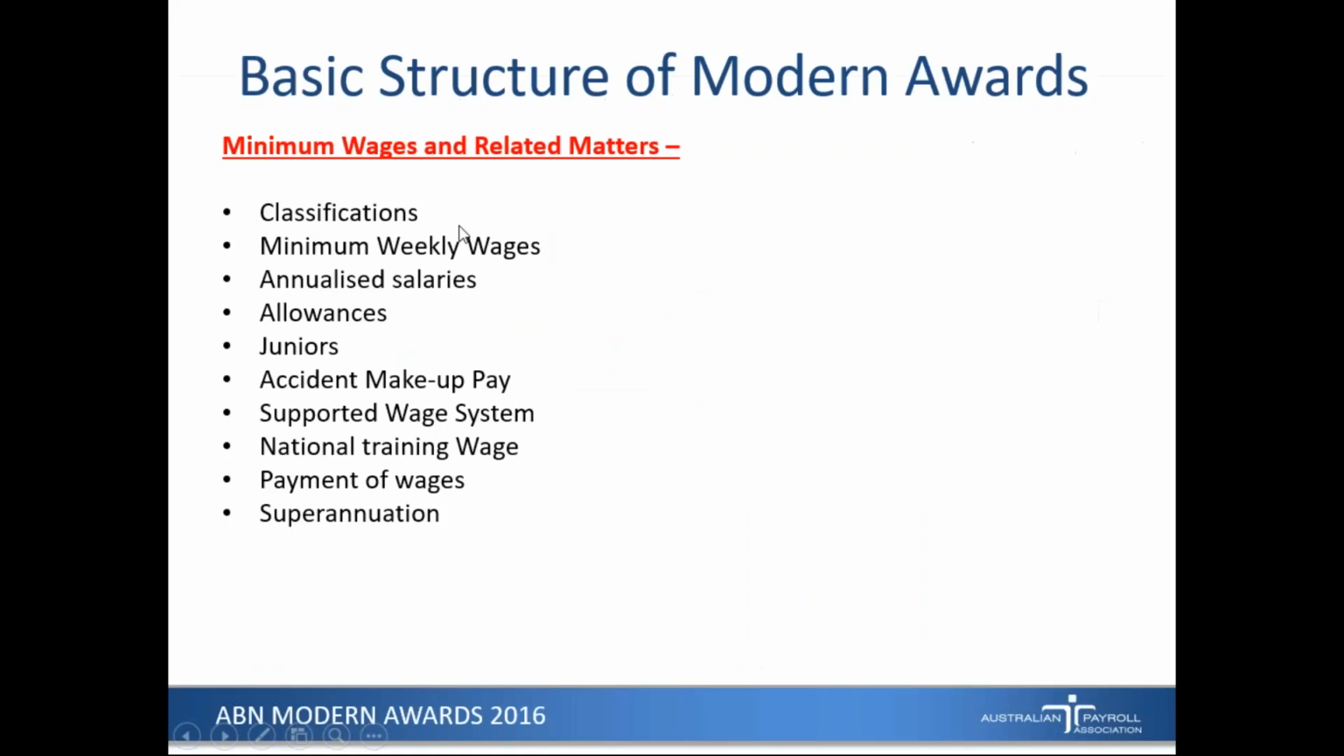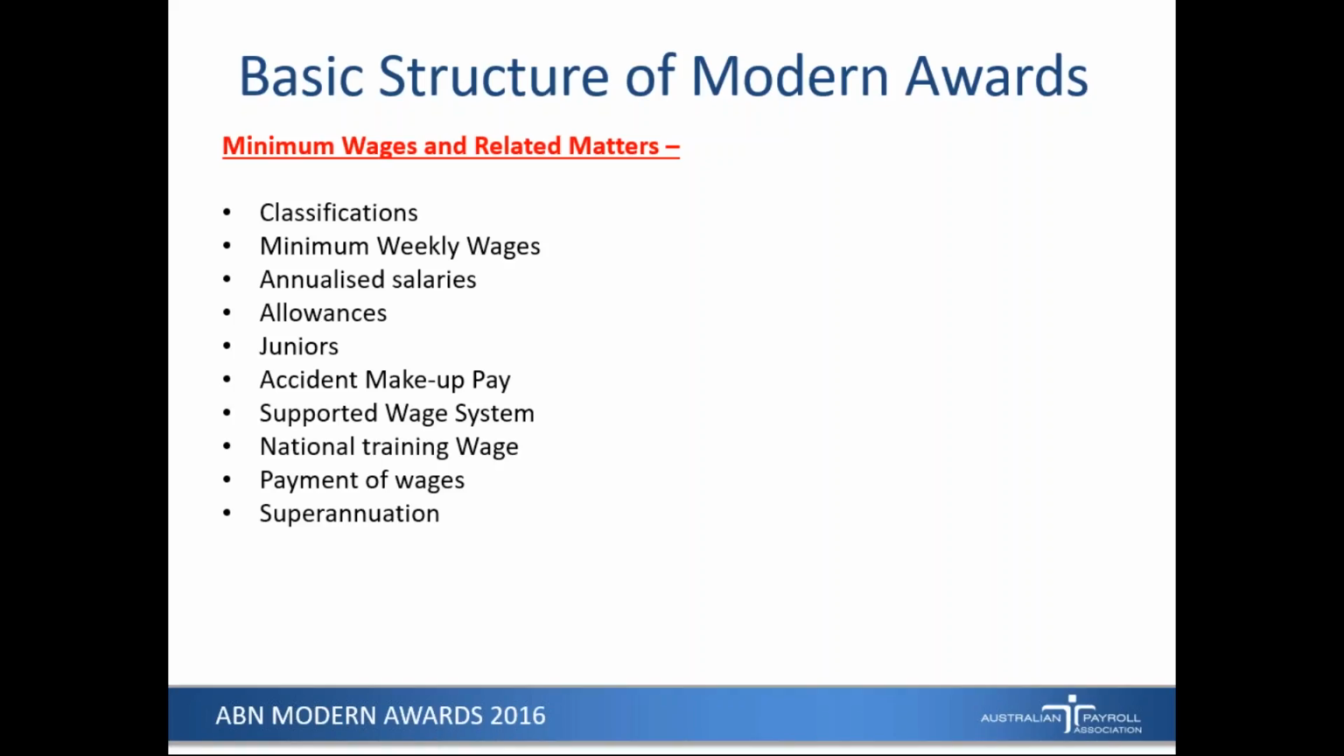We're having a look right now at what the minimum wages and related matters are under modern awards. The third one that I look at is annualised salaries. The reason I look at this is because there was a very recent court case, I think in either March or May of this year, involving an employer in the building and construction industry, and they had an employee who was employed in a clerical capacity, and they were quite correctly covered under the Clerk's Award, so everything was beautiful.